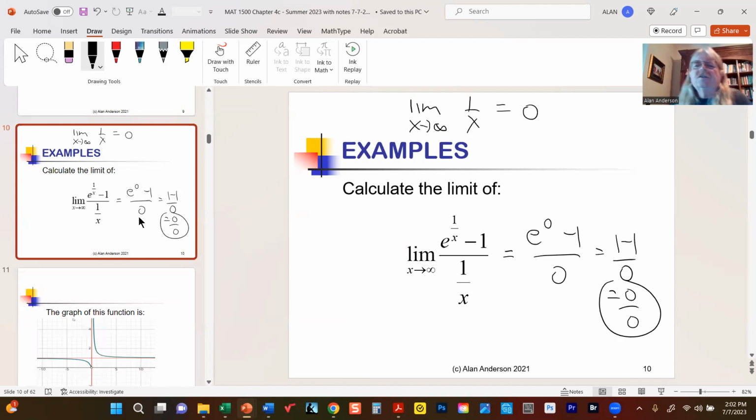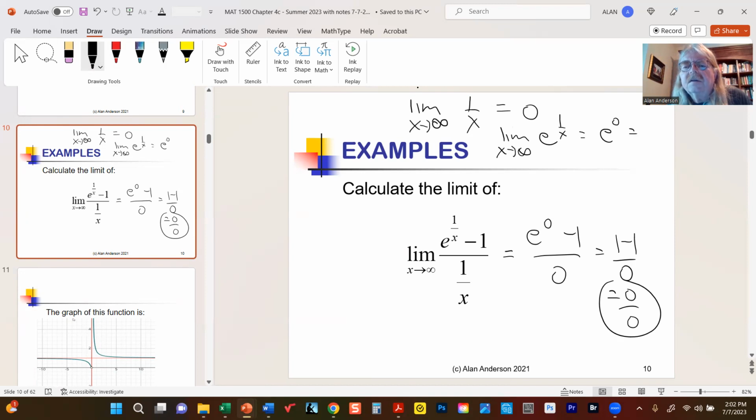Now, remember, too, I just want to make it clear that when you take the limit of a ratio like this, where the denominator is the variable, as x goes to infinity, the denominator is getting huge. So this ratio is converging to 0. That being the case, the limit of e to the 1 over x is just going to be e to the 0. Okay. Now, the limit of a constant is just equal to the constant.